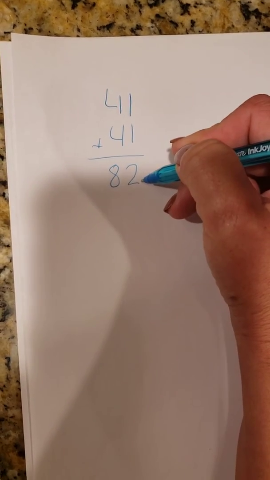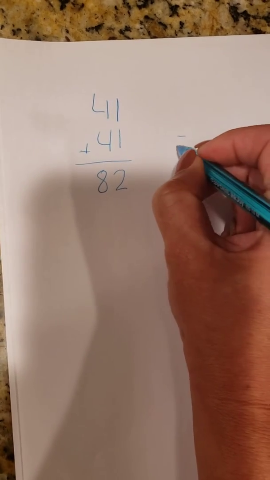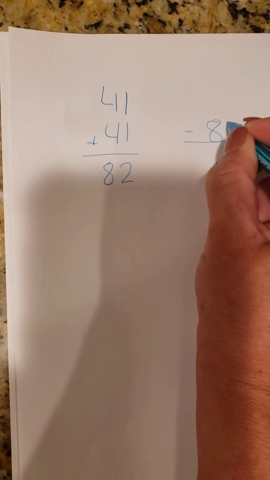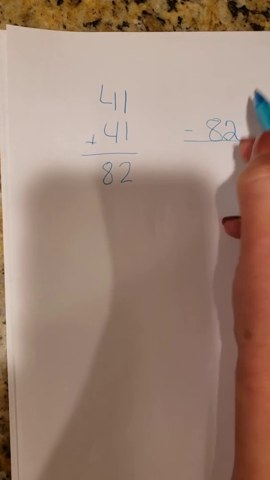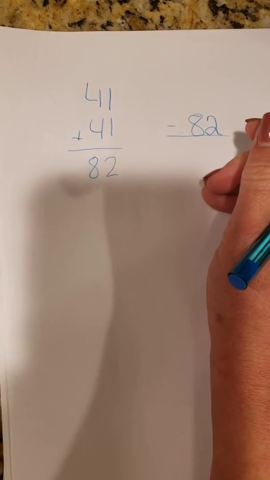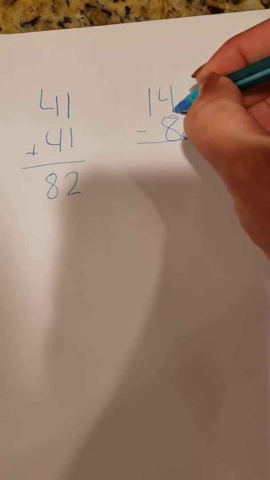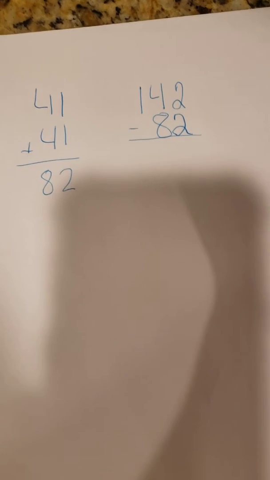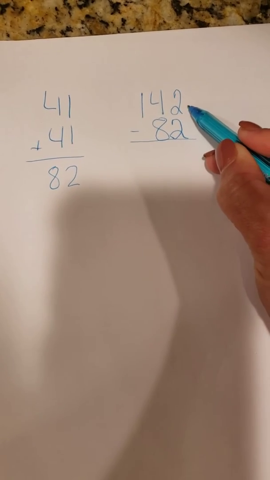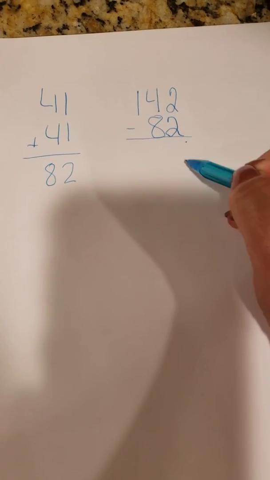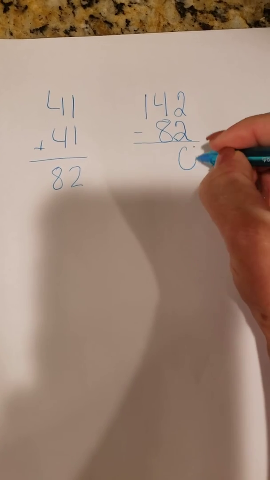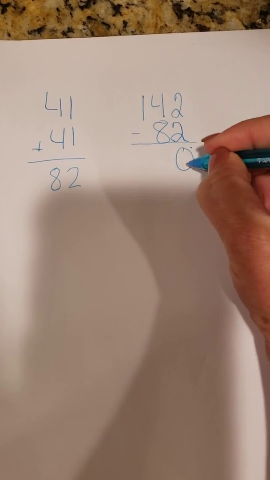So I'm going to take that 82, and I need to take it away from whatever that full number was. And that was 142. So this is the entire perimeter, and this is the top and bottom. So I'm going to subtract. I can do 2 take away 2.